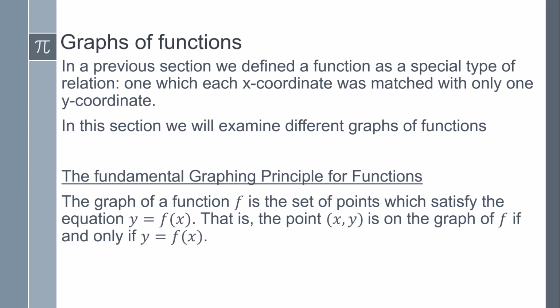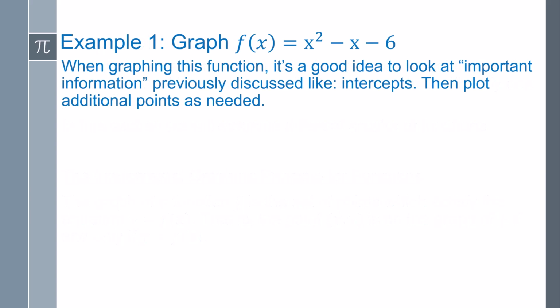Now, in this section, we're going to examine a different type of function, and we're going to call it the piecewise function. Just remember our fundamental graphing principle. It says that the graph of a function f is the set of points which satisfy the equation. So the point (x, y) is on the graph, and it's a value that makes the equation true. Now, what does this mean? It means that if we are dealing with graphs where it's like y equals, or in this case, f of x. Remember, f of x is another way of just saying y equals.